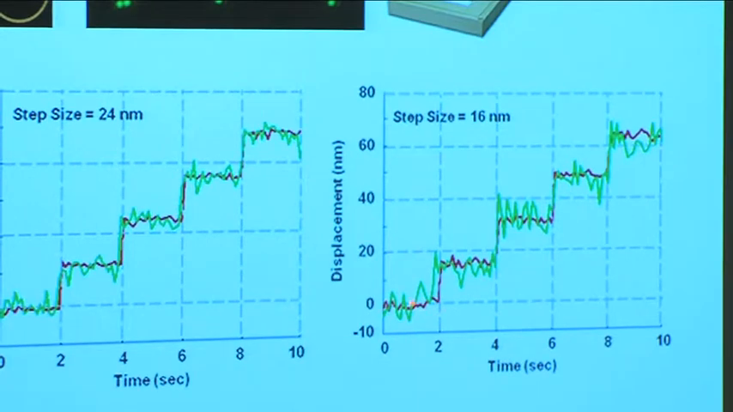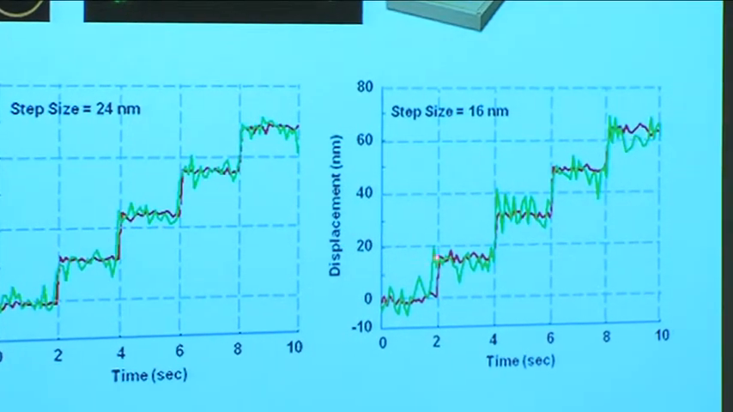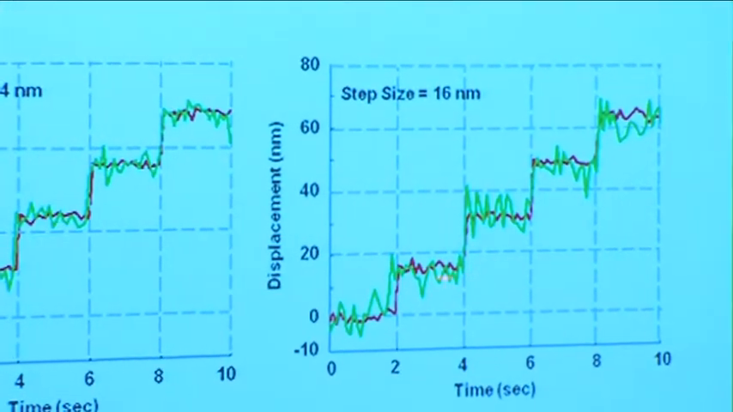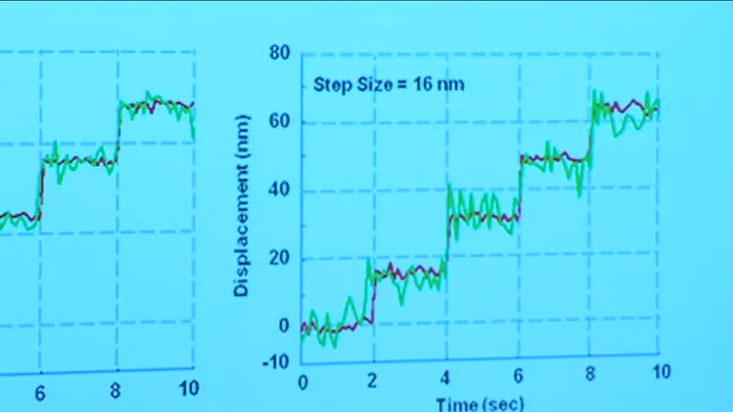Then we can see the limitation of this software tracking technique. The red signal is the ground truth signal, whereas the green signal is what the software thinks. But by and large, we conclude that our software can follow transport down to a resolution of about 10 to 20 nanometers.